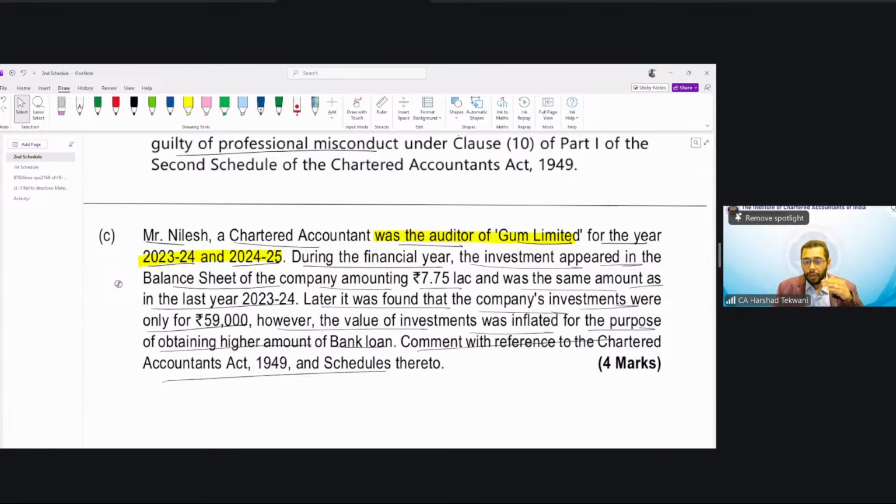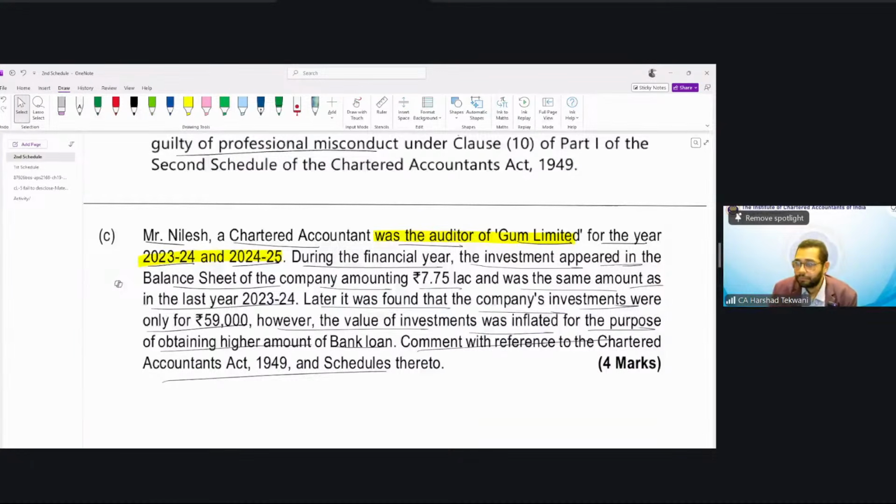In this case, some may ask, sir, can we apply clause 8? Fails to obtain necessary information required for the opinion. I will say yes, you can apply clause 8 also, because for the 2 years he was the auditor, he issued the opinion, but he never raised an issue on any part. So clause 7, clause 8, even clause 2, you can apply all these clauses in this particular answer.